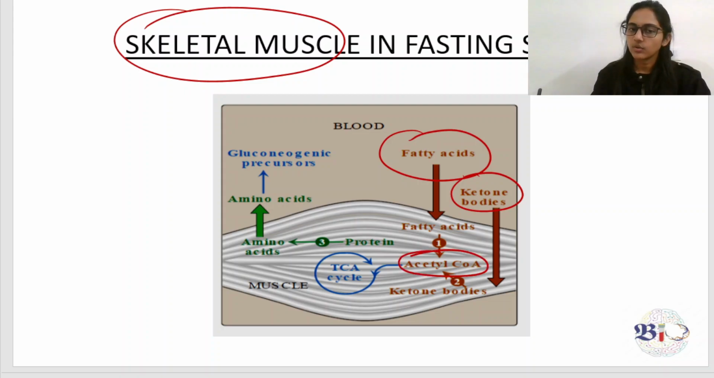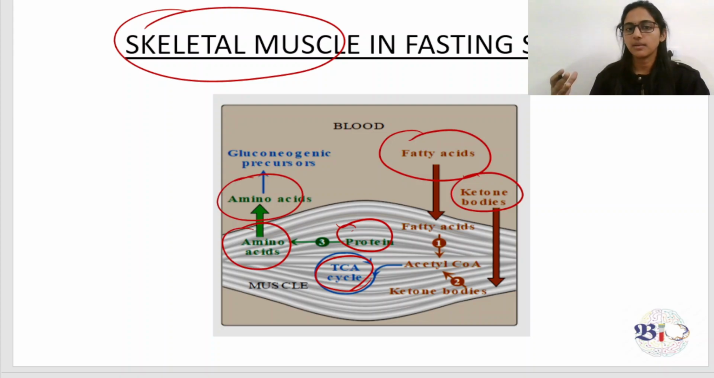And excess of acetyl-CoA can enter into the TCA cycle. It can be used up for providing energy. After which ketone bodies, if they are synthesized, are used in the energy giving process. Then proteins, in the prolonged starvation phase, what can happen? The proteins are broken down. So amino acids will act as glucogenic precursors, and they will help in the regulation of blood glucose. Right. So this is about skeletal muscle in the fasting state.